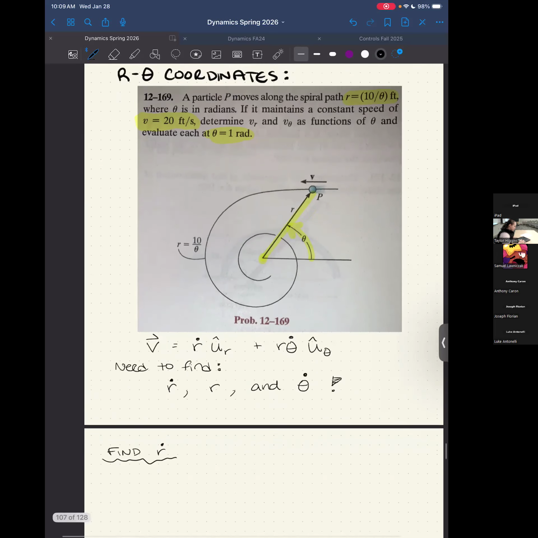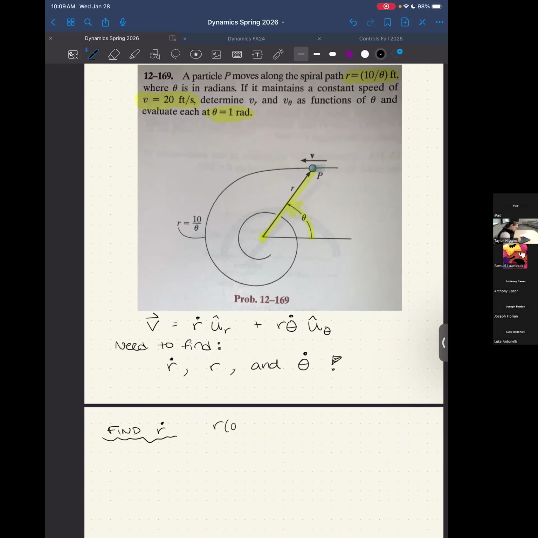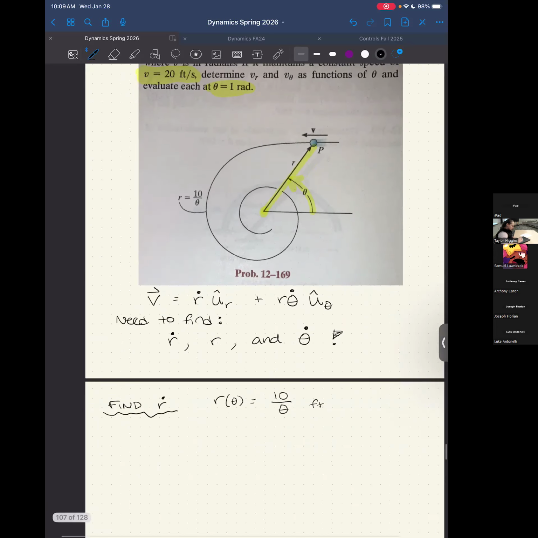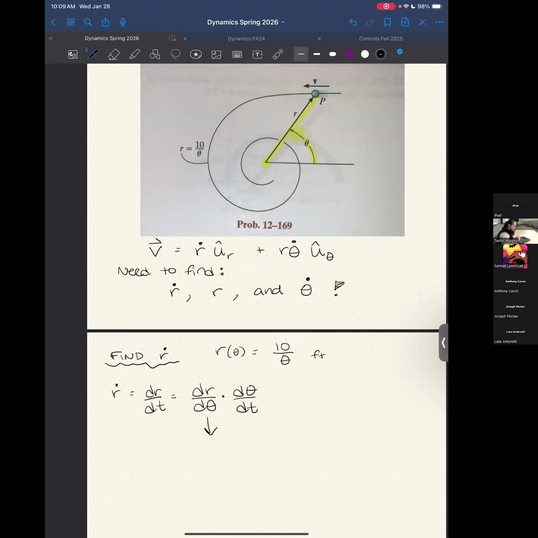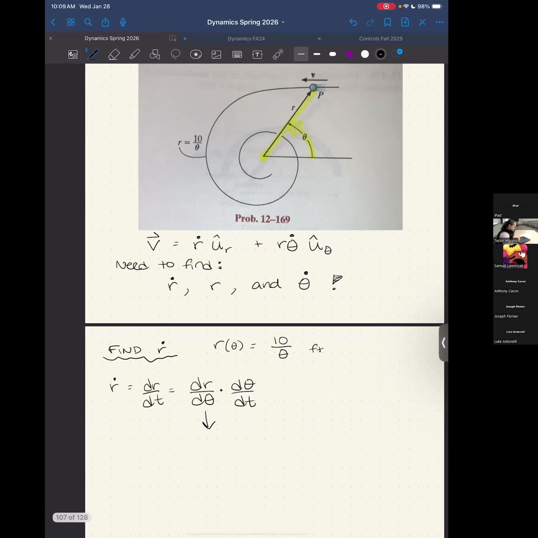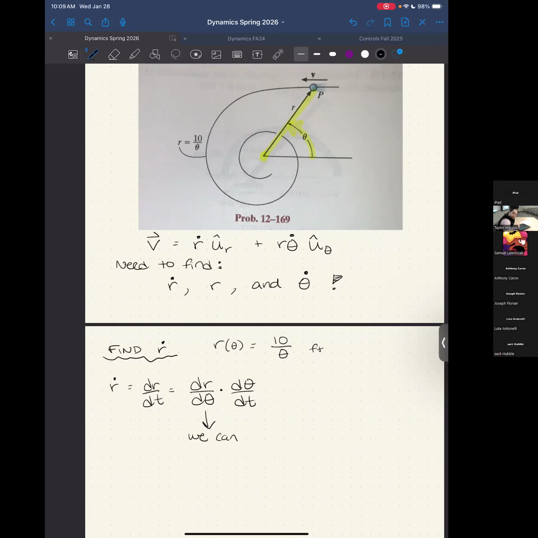We are given in the problem that r as a function of theta is equal to 10 over theta feet. I know I can't take a time derivative of that expression immediately, because it's not in terms of time, it's in terms of theta. So my next thought is, aha, we've got to do chain rule. I know that r dot is equal to dr dt, which is equal to dr d theta times d theta dt. And I absolutely can take the derivative of this r expression with respect to theta, so we can find this term.